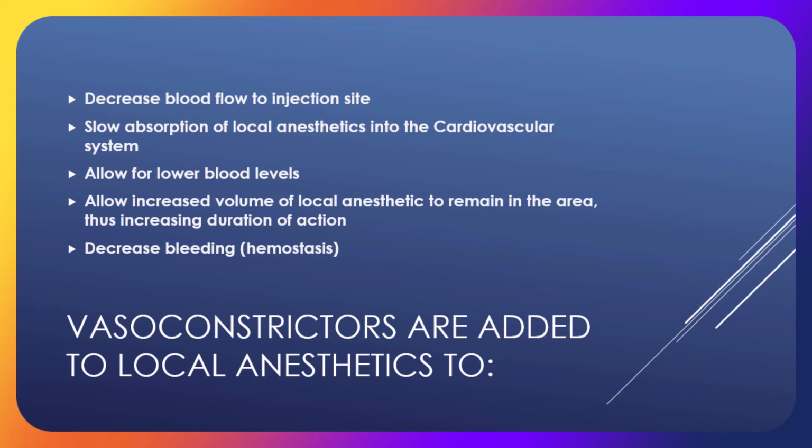Reasons that we would add vasoconstrictor to local anesthetic are to decrease blood flow to the injection site, to slow the absorption of local anesthetic into the cardiovascular system. We keep it in that area longer because it's constricted the blood vessels in that area. So this allows for slower absorption and lower blood levels. It allows for increased volume of local anesthetic to remain in the area, so you have a longer duration of action of the anesthetic. And it also decreases bleeding and helps with hemostasis.